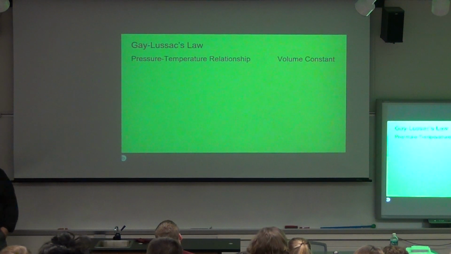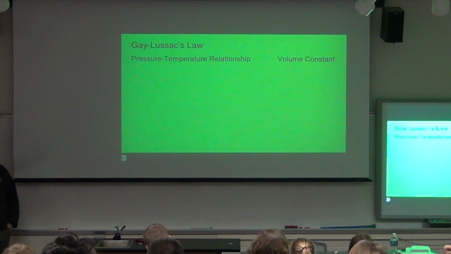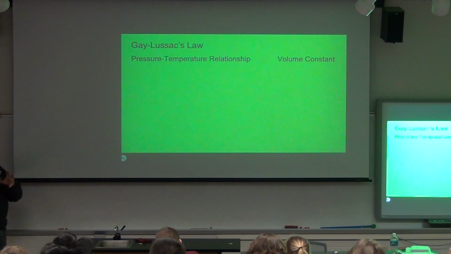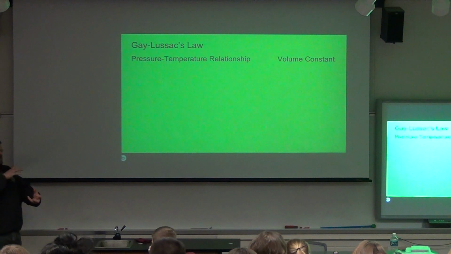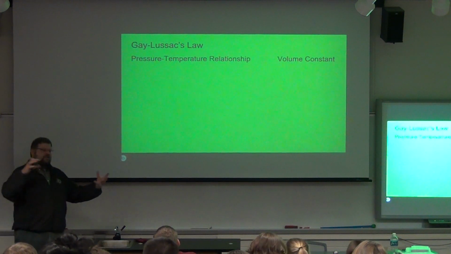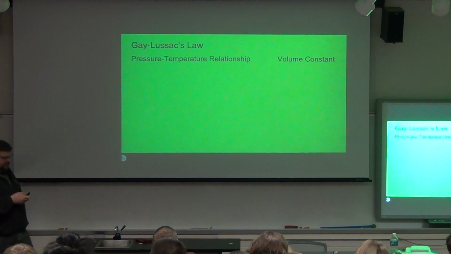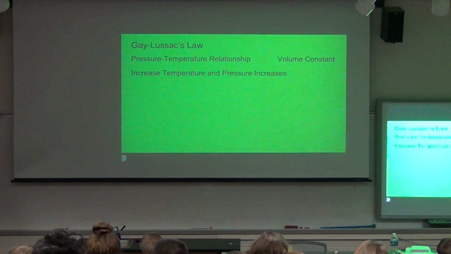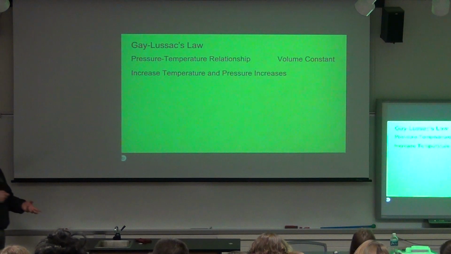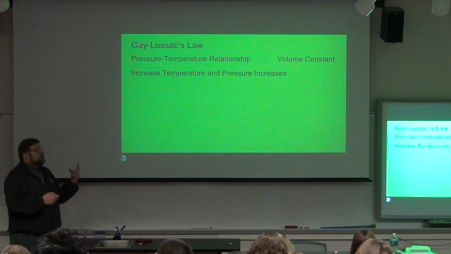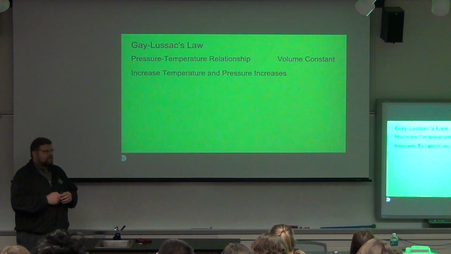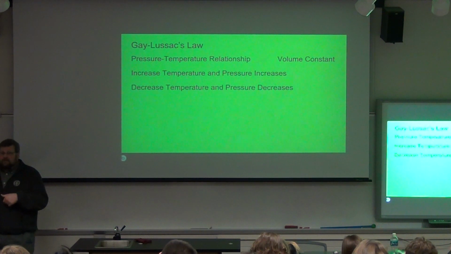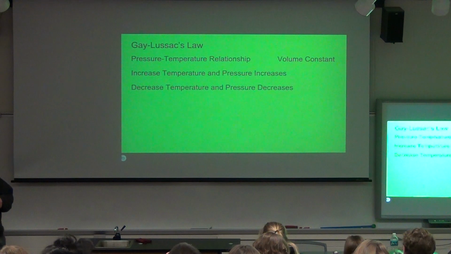In this law, we're going to compare pressure and temperature. Volume this time is kept constant. So it's a rigid container, like a big steel container. We're not going to let the volume change at all. This is a relationship just like Charles's law. When you increase the temperature, the pressure will increase. If you decrease the temperature, the pressure will decrease.